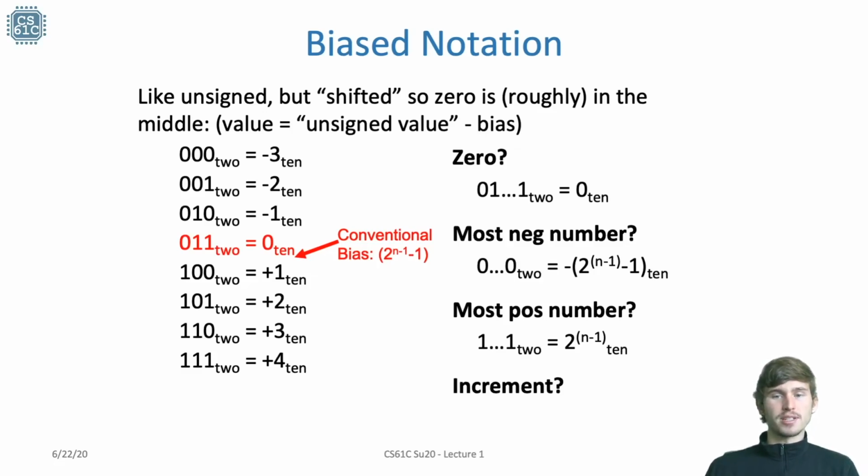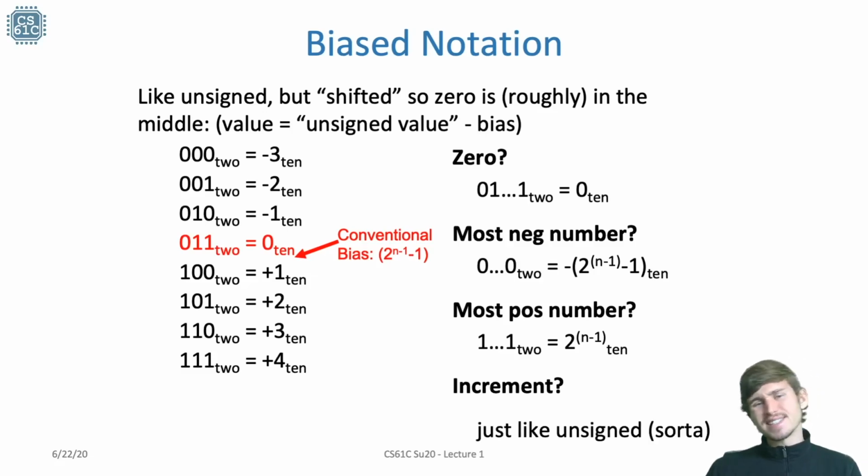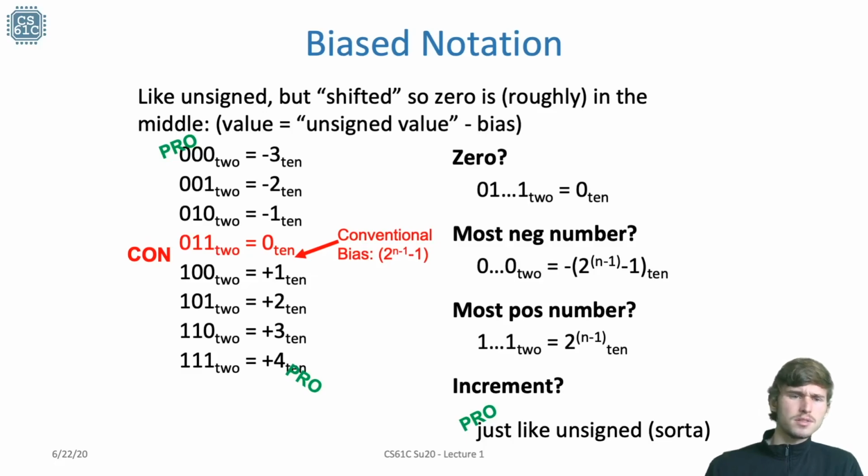How about incrementing? Incrementing is kind of like unsigned, though there are some issues where technically you're adding the bias twice into the number, which is not what you want. So it's kind of a pro. We'll call it a pro. Other pros is the most positive and negative values are the smallest and largest possible representation in unsigned. But a pretty big con is that 0 is no longer all zeros. I mean, 0 is a very common value that you'll see in programming, so that's not necessarily the best thing.